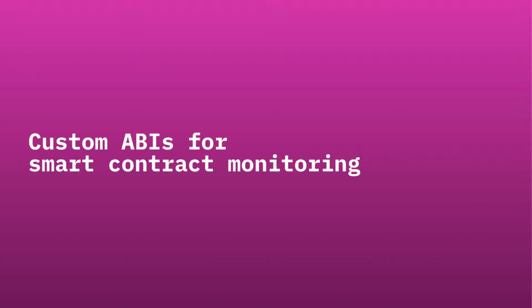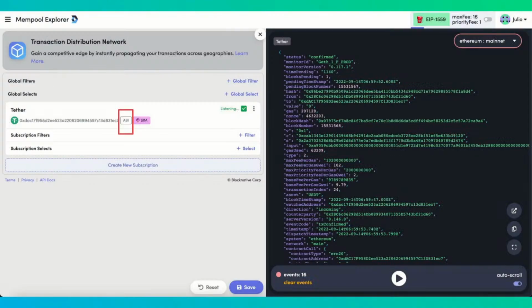Final thing I'd like to point out is custom APIs for smart contract monitoring. So we do auto decode for most of the smart contracts. So we already have APIs added to those. This gives you a lot more ability to filter out deeper into the contract data. We didn't really need to use an API for anything we did because the Tether contract is pretty simple with its functions. But if you're trying to analyze any more complicated smart contracts, you can easily upload their APIs into here so you can start decoding it.